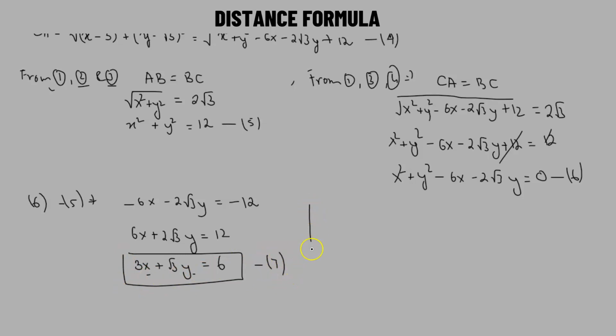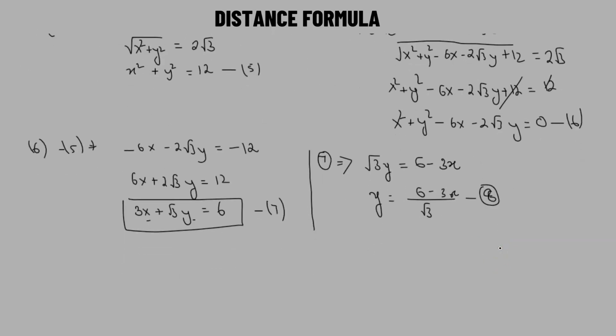Now our goal will be to find out the value of x and y. So let's isolate y from equation number 7. So 7 will then become square root of 3 times y equals 6 minus 3x. So y will be simply equal to 6 minus 3x divided by square root of 3. Let this be equation number 8. And what we'll do is substitute this value back in equation number 5.